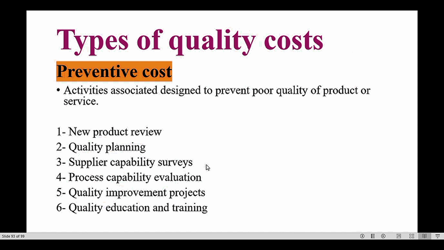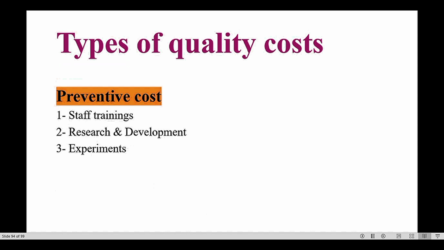Preventive costs are activities designed to prevent poor quality of product or services. The activities related to prevention costs are new product review, quality planning, supplier capability surveys, process capability evaluation, quality improvement projects, quality education and training. So these costs cannot be zero. The company should invest in these costs to reduce the failure cost that is damaging for the company. Prevention costs, you can say simply, are staff related training, research and development, experiments. Research and development is a very important element. Staff training is a very important element.